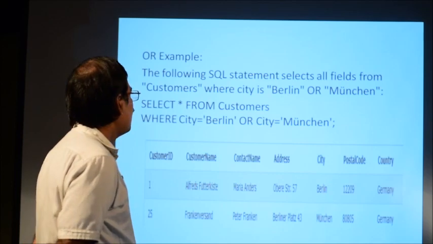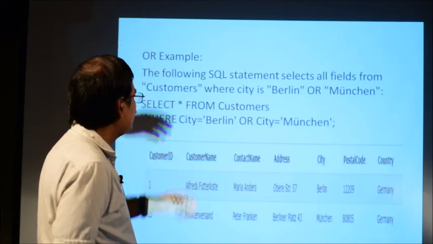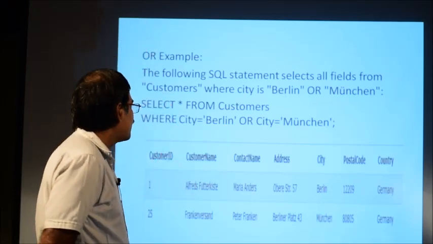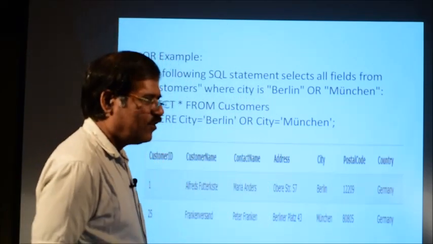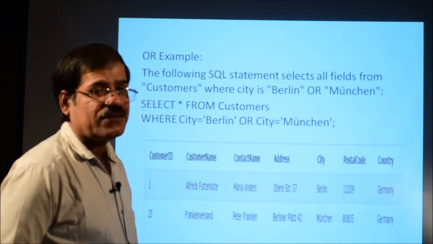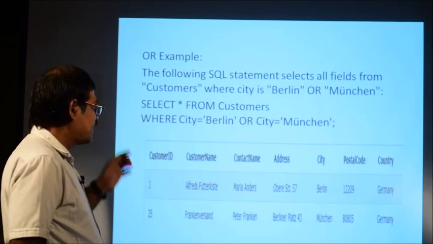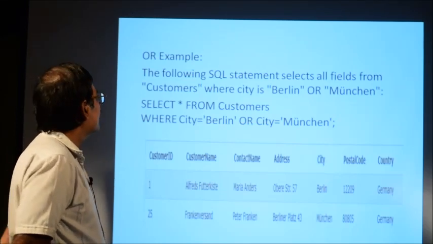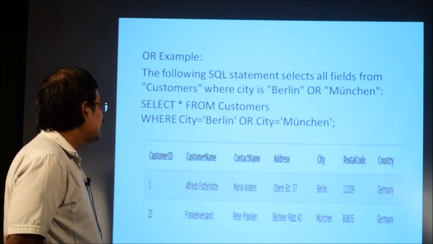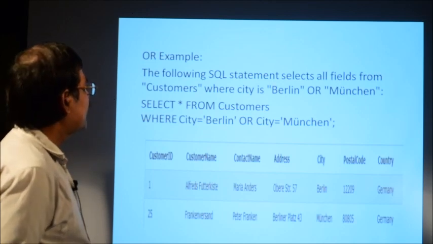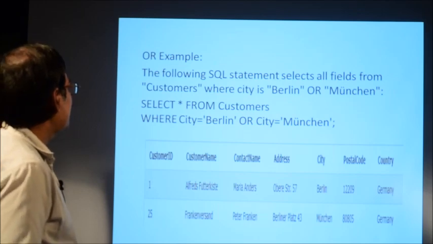Then the OR example. OR means either condition 1 or condition 2. If any one is true, then the result will be true. If both are true, no problem. If both are false, no record will be retrieved. The following SQL statement selects all fields from customers where city is Berlin or München. The city name is either Berlin or München.